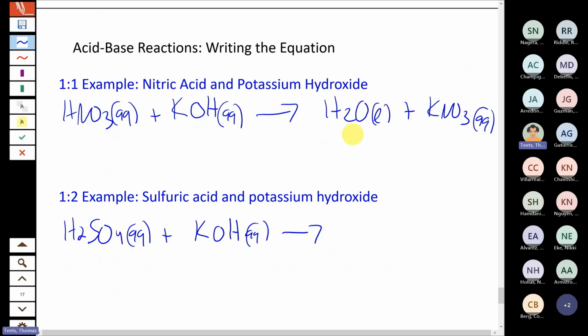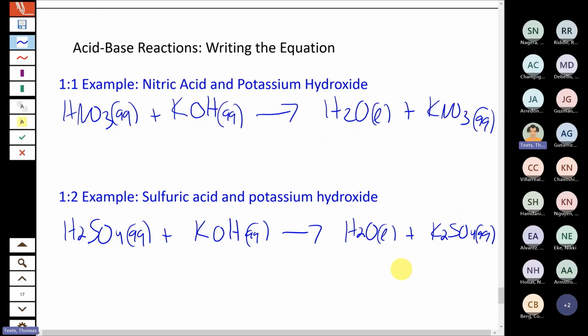The products still follow the same pattern, water as one of them. And then the ions that are left over. So we have K plus from the base, SO4 2 minus from the acid, so that's going to be K2SO4. Soluble because it has potassium as the cation. All potassium salts are soluble.